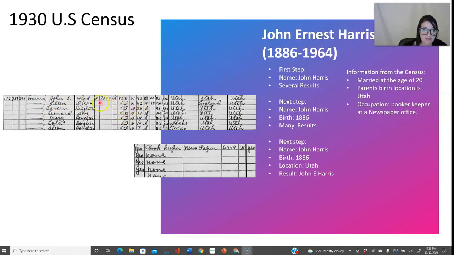He's renting, but he has 8,000. He was 20 when he got married, and she was 19. And we already know that both his parents are from Utah. However, he's also a bookkeeper for a newspaper. And so, I thought that was really interesting too. I'm like, wow, we go from a farmer to a railroad, back to a farmer to a bookkeeper.